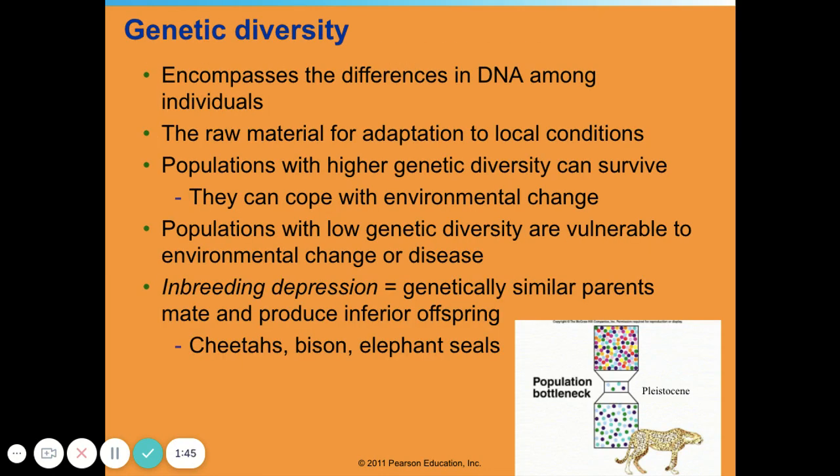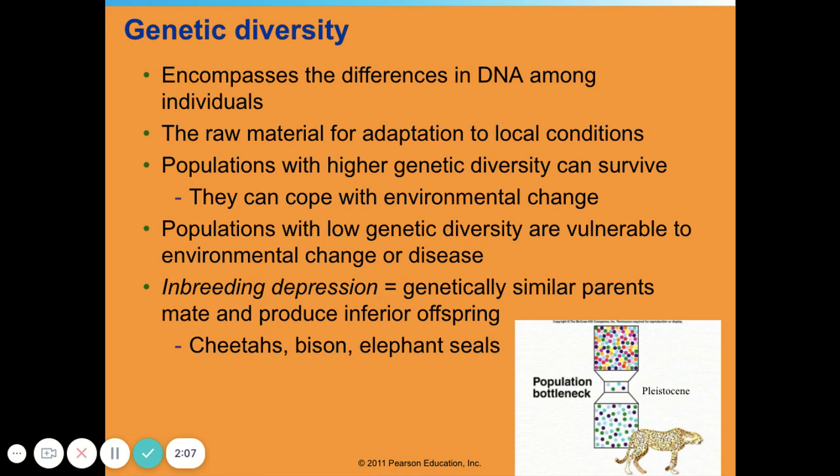Genetic biodiversity actually plays a huge role in the study of biodiversity. When a gene pool gets too small, populations risk inbreeding depression, meaning that genetically similar parents might give birth to inferior offspring. This problem is really evident in cheetahs, bison, and elephant seals.